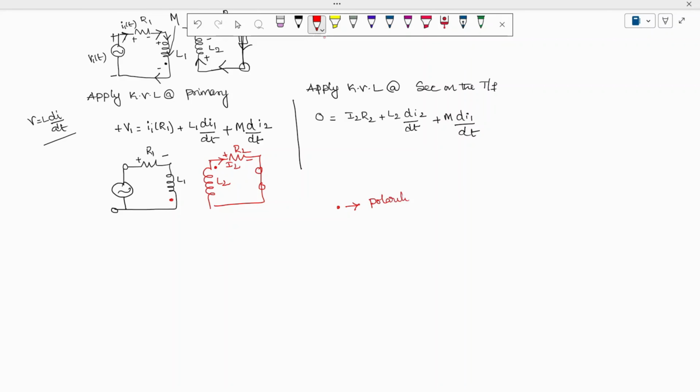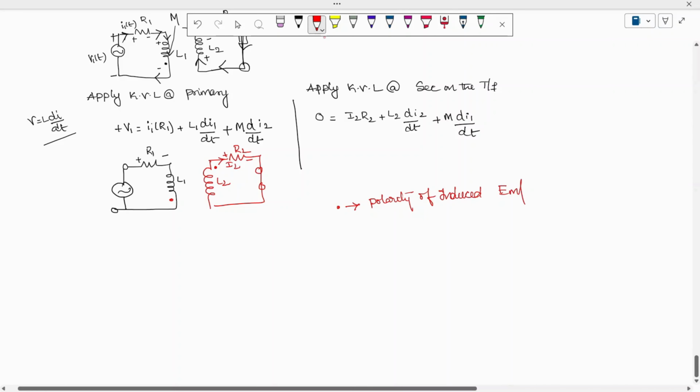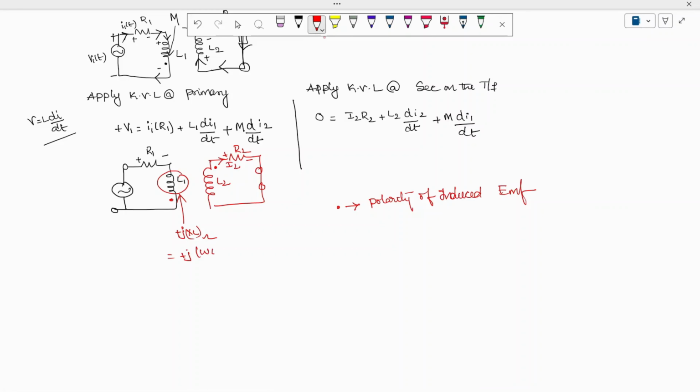What is the polarity of induced EMF in the winding? It indicates the polarity of the induced EMF. Here, this inductance I'm going to write in AC format, which is nothing but plus j XL ohms. This XL can be written as omega L ohms. Here it is XL1, so this inductance I'm going to write as plus j XL ohms.